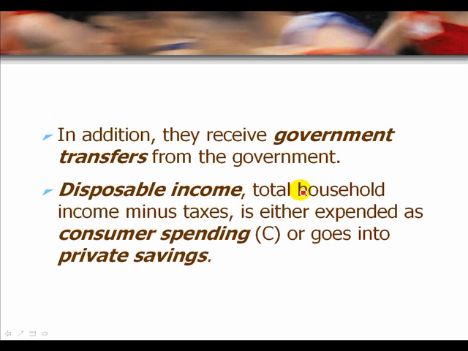Putting all this household income together and subtracting from that the taxes is called the disposable income. Now, the disposable income is either spent as consumer spending or goes into something called private saving.